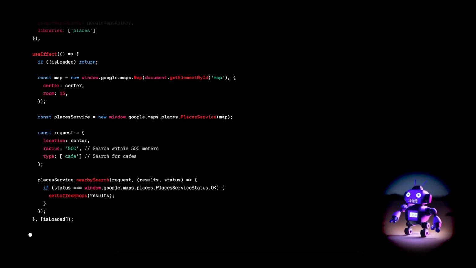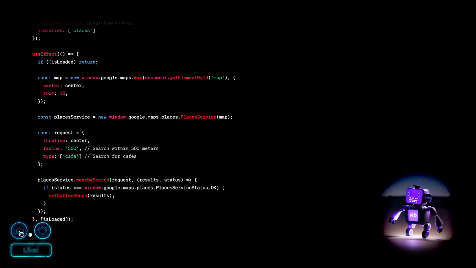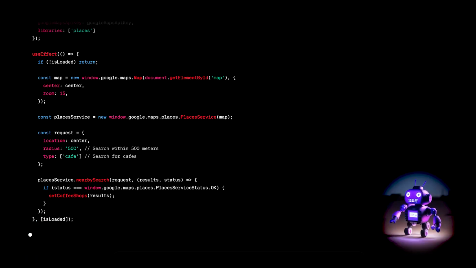This operation showcases the integration of the Google Places API, which is designed to return information about places in response to queries. Fetching this data asynchronously and updating the coffee shop state with the results allows for a dynamic and interactive map that displays relevant, real-time information to users.